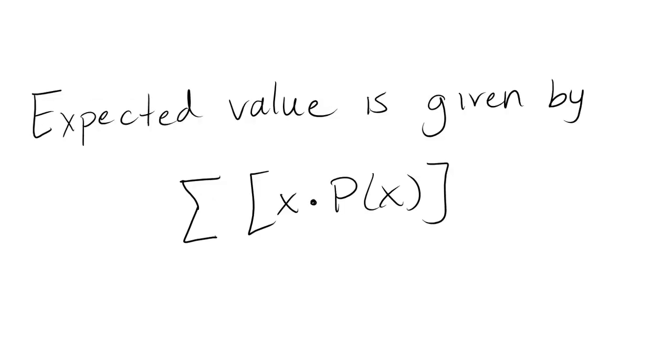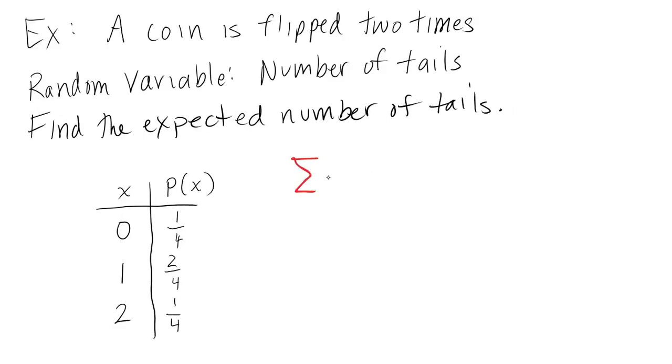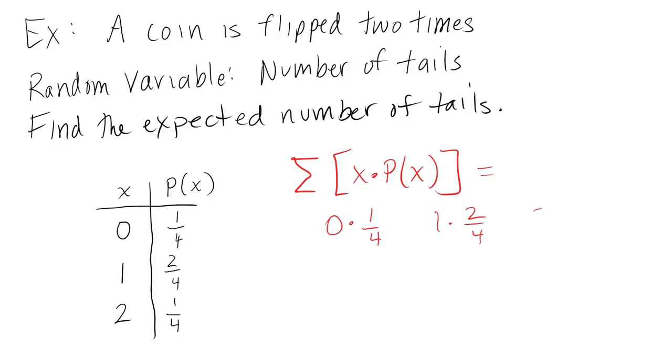Our formula is that the expected value is given by the sum of the products of each value of the variable and their corresponding probability. So I'm just going to follow that formula. First we do the products and then we add those products together. So I'm going to take each value of the variable and multiply it by its corresponding probability. 0 times 1/4, 1 times 2/4, and 2 times 1/4.